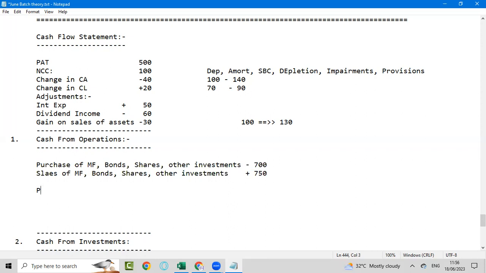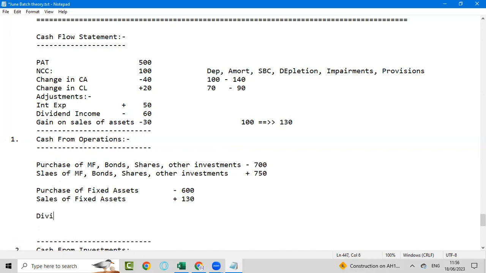Similarly, purchase of fixed assets, let's say minus 600, and then sale of fixed asset, that is plus 130. This 130 has come from here. Clear?